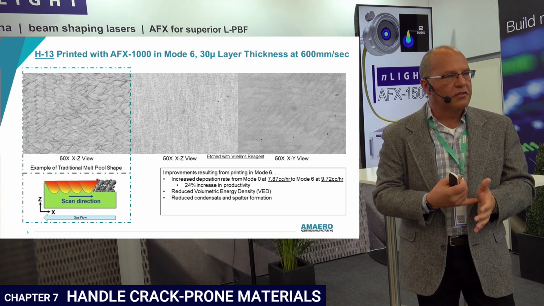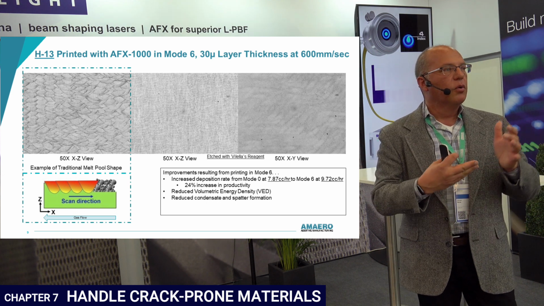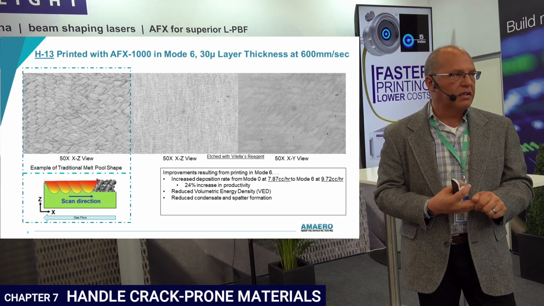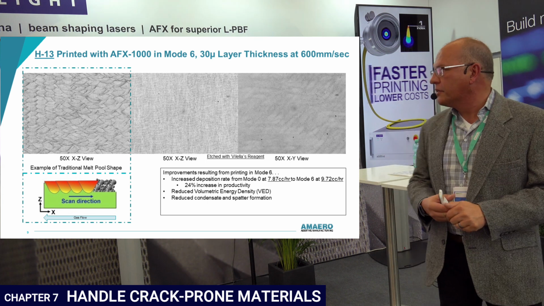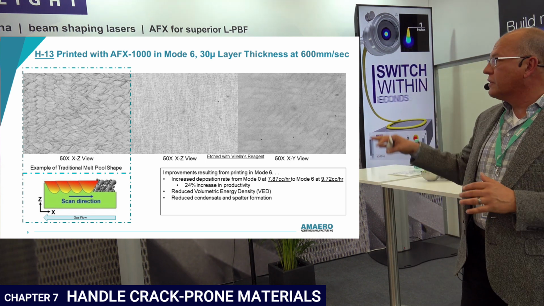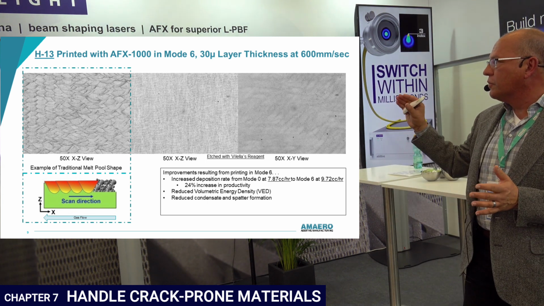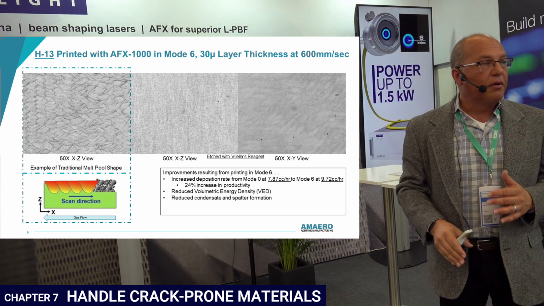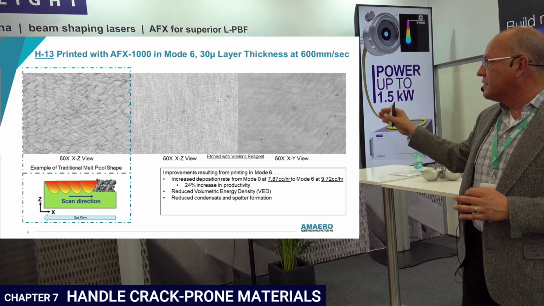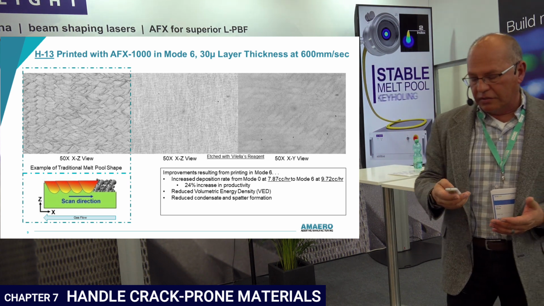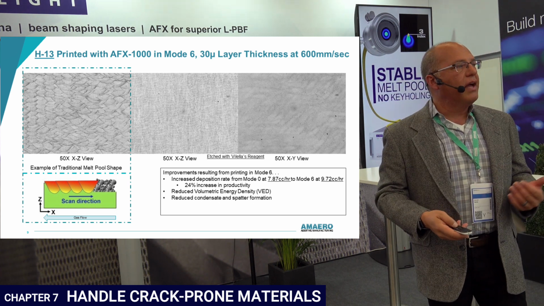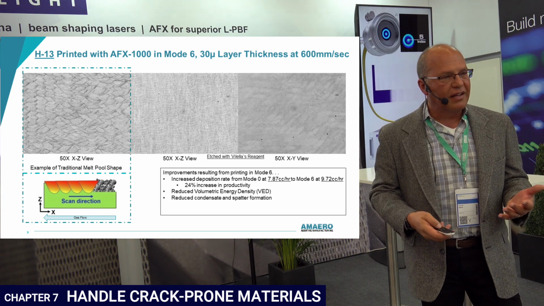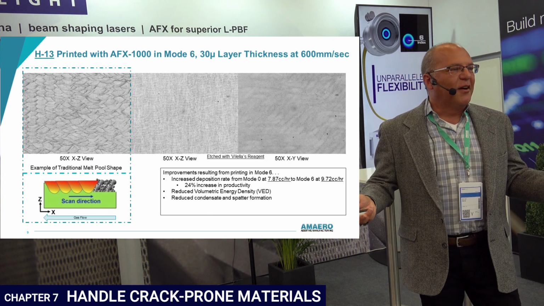So we reduced the laser power, widened our hatch spacing, reduced the condensate generation, and lowered the volumetric energy density. This was impressive. H13 is very unproductive, 7.8 cc's per hour. We got it up under these conditions to 9.7. That's a 24% increase. But I was just so amazed at how well this worked that I had to see how far I could take it.